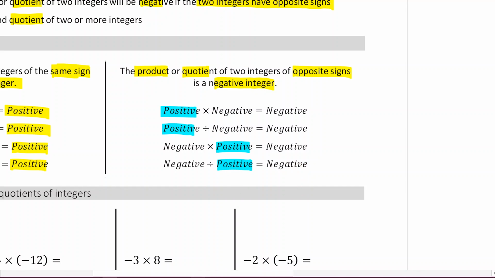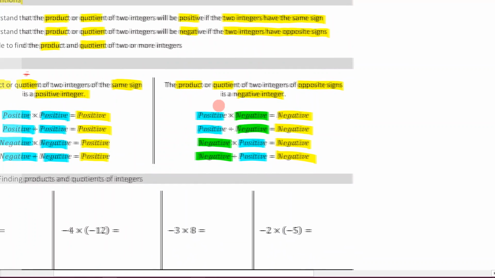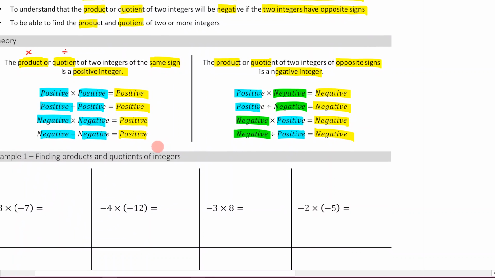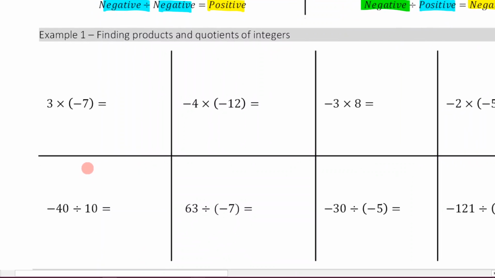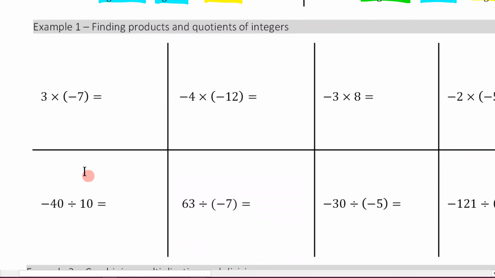So what I really want you to take a note of here is that the signs are different. And when the signs are different, I get negatives out. So when the signs are the same, I get a positive out. When the signs are different, I get negatives out. All right, that might seem a bit abstract at the moment. Let's go into some examples here.